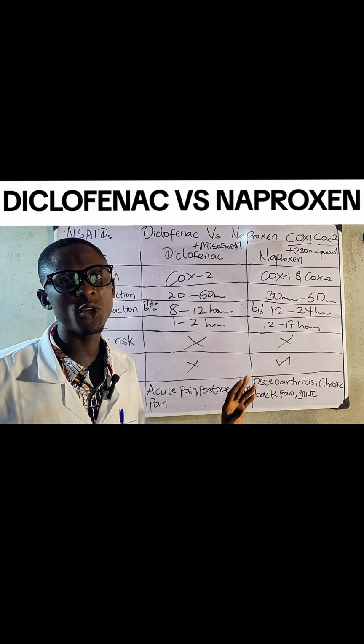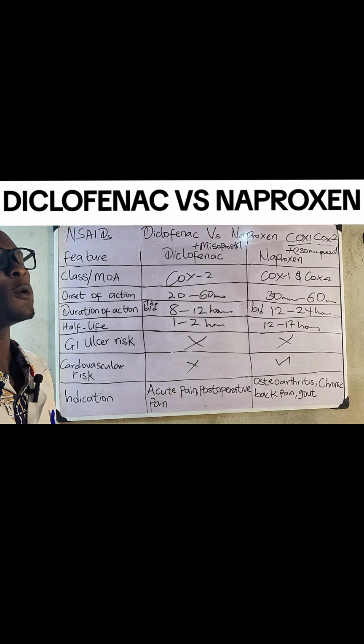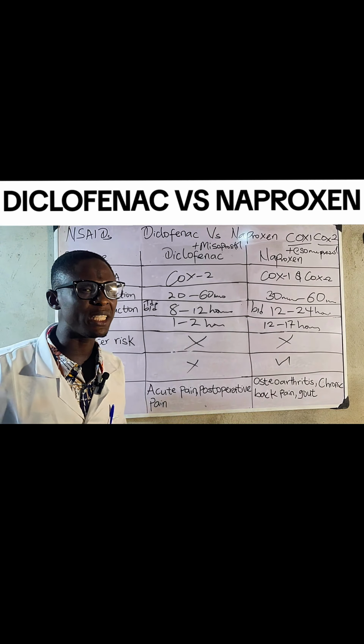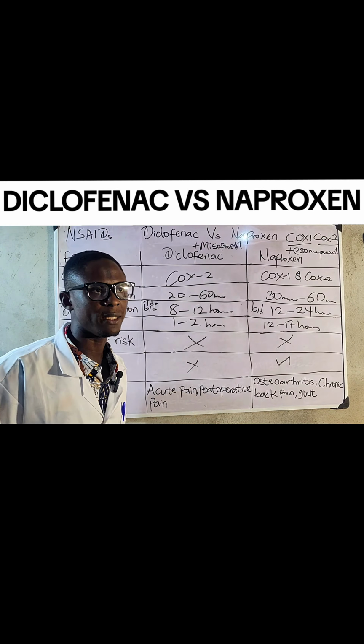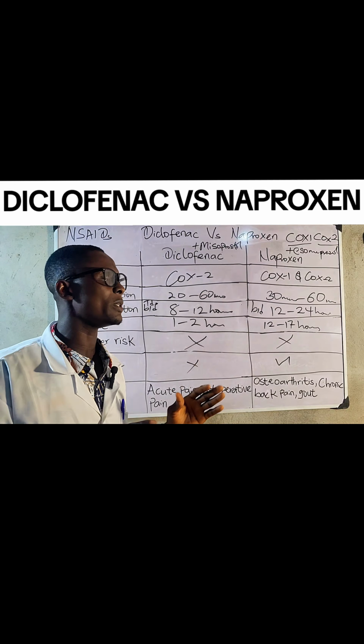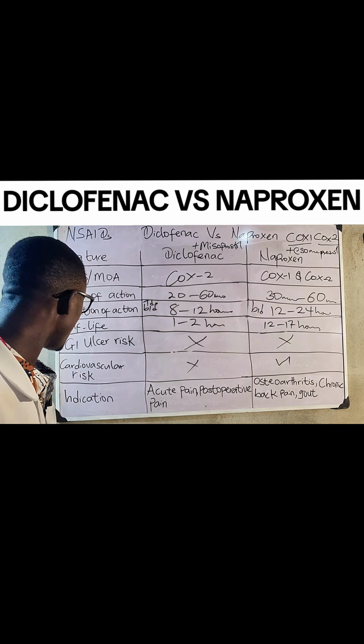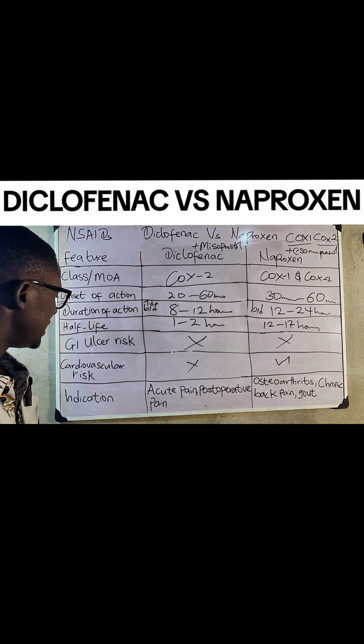NSAIDs generally are not safe for people with kidney failure or kidney issues. So just have it in mind whenever you're talking about NSAIDs, it's not good for anyone with kidney failure or kidney disease. Now let's talk about indication.